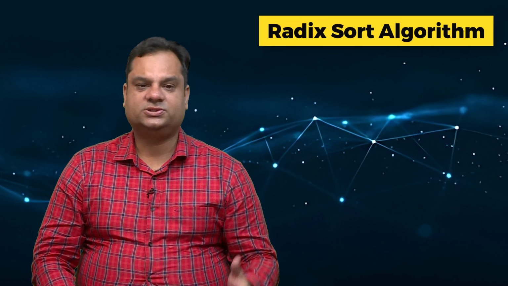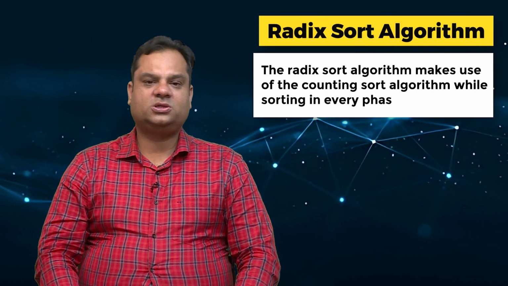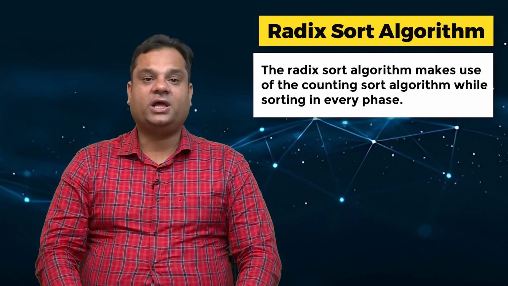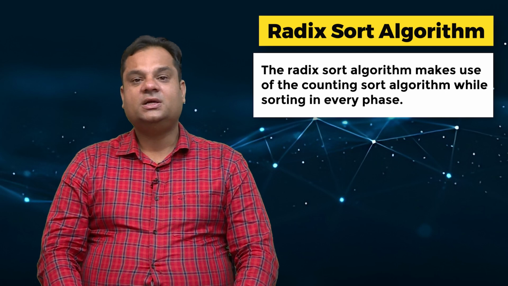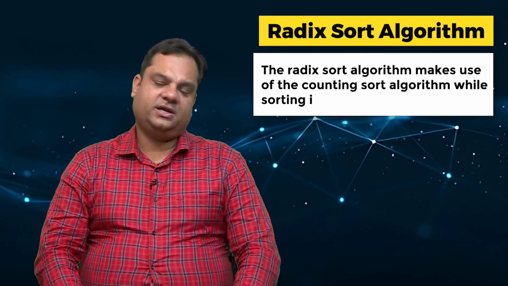So all are the concept. This is based on the example. Now we go for how to create an algorithm, or we can say pseudocode. So the Radix sort algorithm makes use of the counting sort algorithm while sorting in every phase. The detailed steps are as follows.